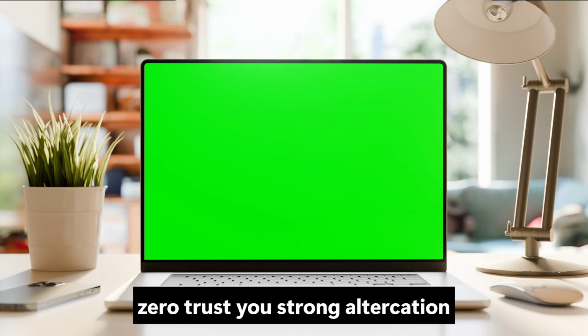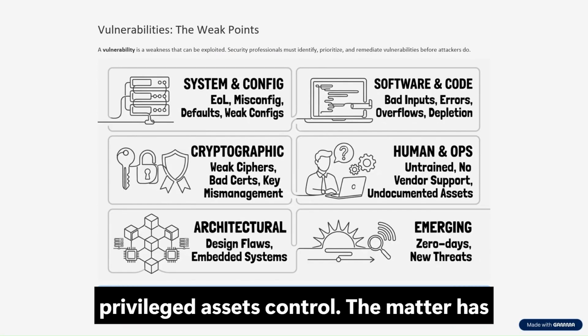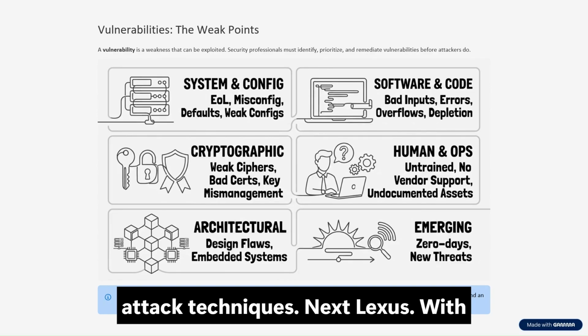Organizations implementing Zero Trust use strong authentication, microsegmentation, monitoring, and least privileged access control. The model has become especially important due to cloud computing, remote work, and evolving attack techniques.